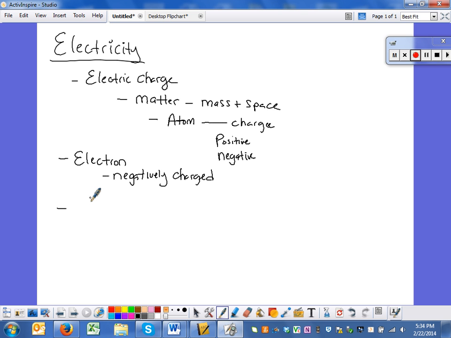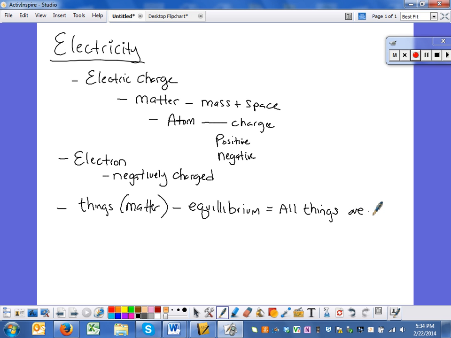And in nature, things, or matter, whether it's a living thing or whatever, they like this condition of equilibrium, where all things are equal. And what that means is, like when you have a whole bunch of electrons in one spot and you don't have any somewhere else, they tend to move to the place where there's not any and make it equal. That's kind of like what happens in a cloud.